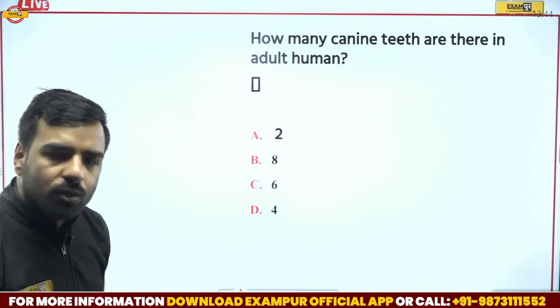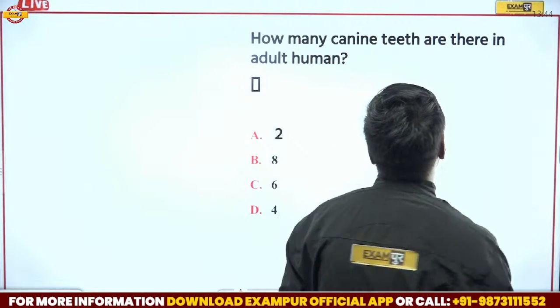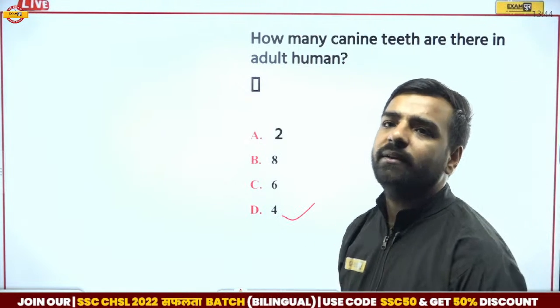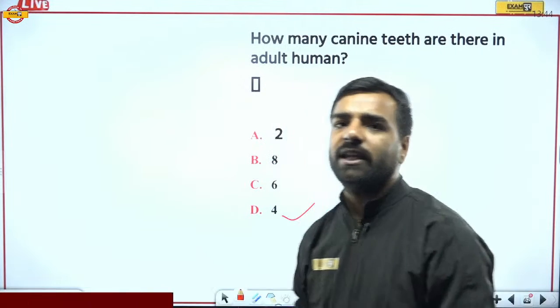Not aware? Okay, I'll tell you. When we are talking about the canine teeth, there are actually 4. That is 2 on the upper part, 2 on the lower end. Yes, totally correct, Kanak. Very good.